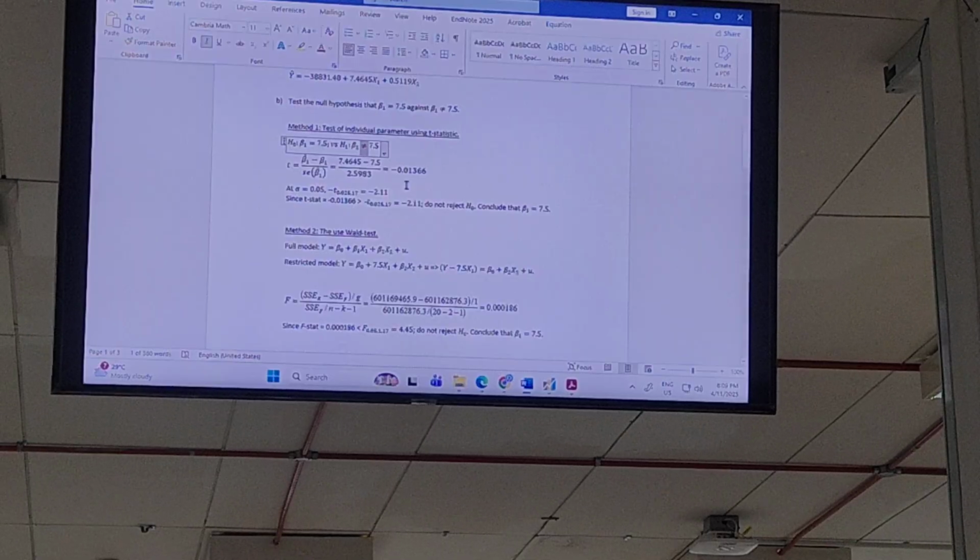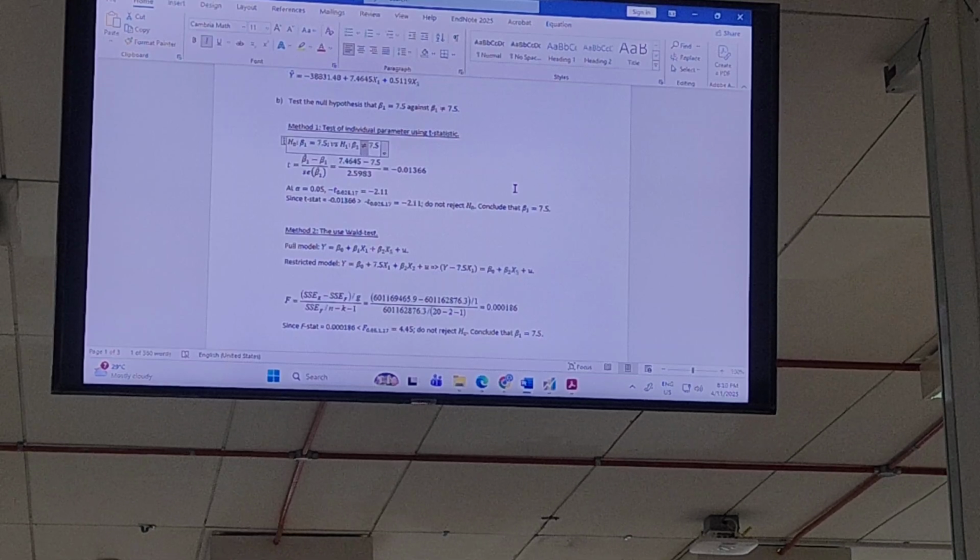And then your T statistic, negative 0.013, is in between the two critical values, positive and negative side. So you do not reject. So we conclude that it is safe for us to say that the true value of beta 1 is equal to 7.5. So we can agree that 7.5 is the true value of beta 1.